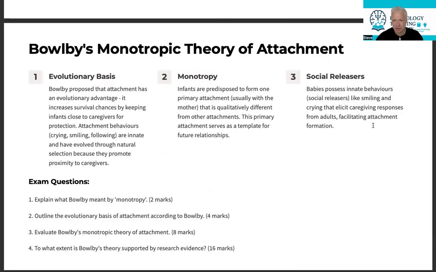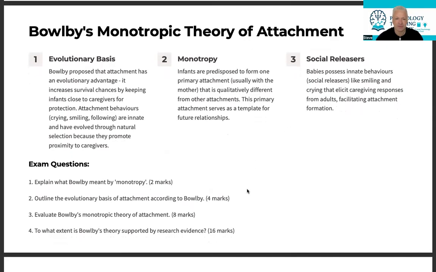Social releasers we talked about before, smiling, cooing, crying, they're just ways to elicit a response from the mother. So if the baby starts crying, the mother will go over to them. And obviously, if the sensitive responsiveness is higher, the attachment is probably going to be better and better for the baby as they grow up emotionally.